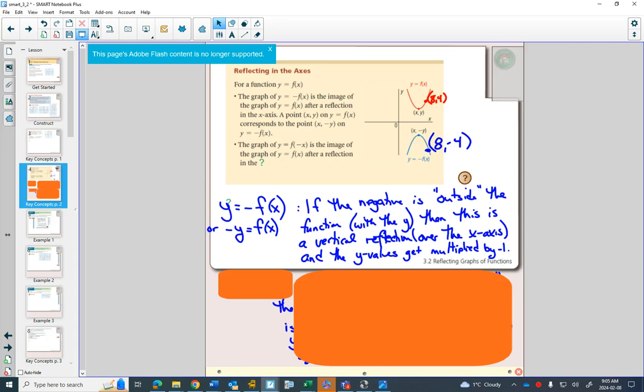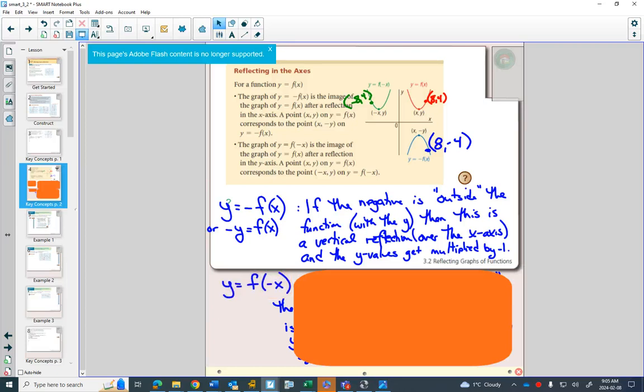Next, we're going to look at what does happen if you put the negative inside. Well, if that was my function f of x, and I put a negative inside, that's going to reflect it over the y-axis. And I'm going to label that point. If I had 8, 4, I would now have negative 8, 4. So all that's happening is your x value is getting multiplied by negative 1.